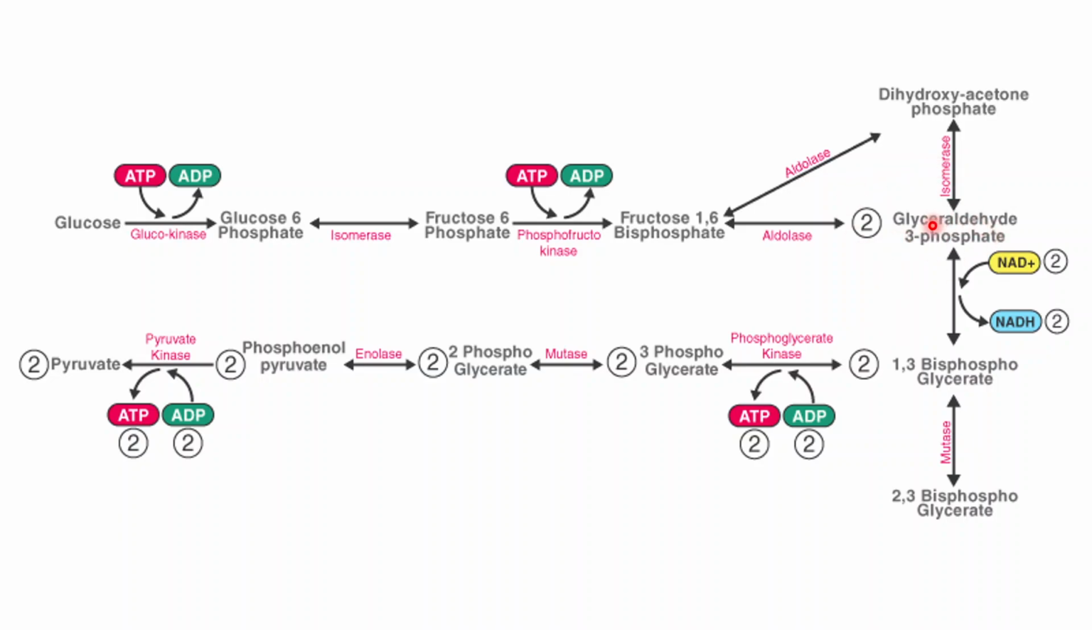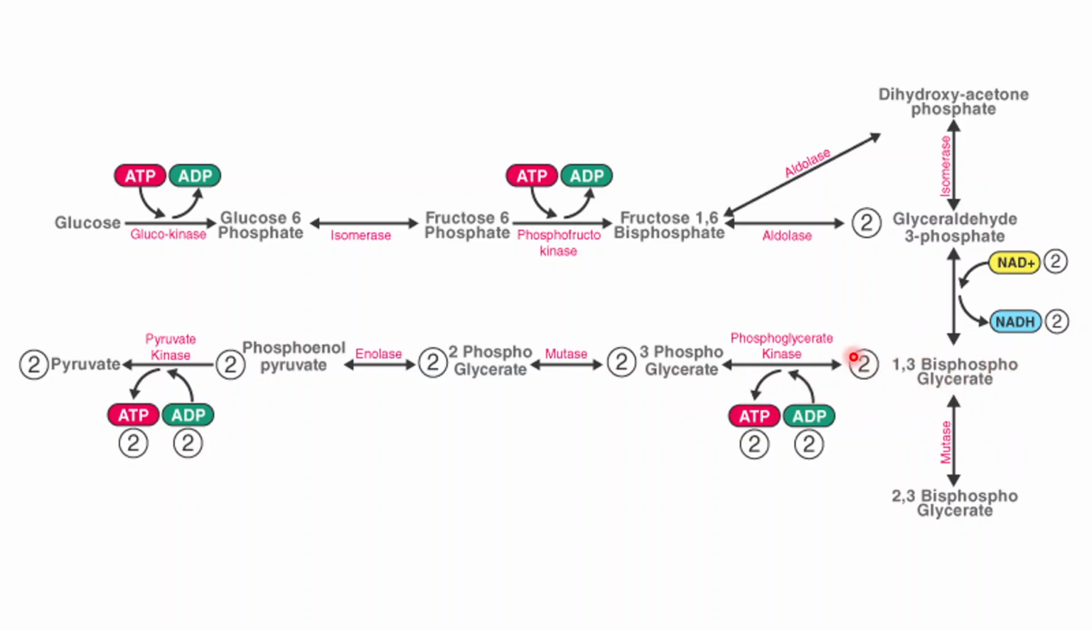From 2 molecules of glyceraldehyde 3 phosphate, now 2 molecules of 1,3 biphosphoglycerate will be formed. This will happen by the enzyme glyceraldehyde 3 phosphate dehydrogenase, GAPDH. Then from this, 1 phosphate will be removed and transferred to ADP to generate ATP. So this is again a substrate level phosphorylation example.